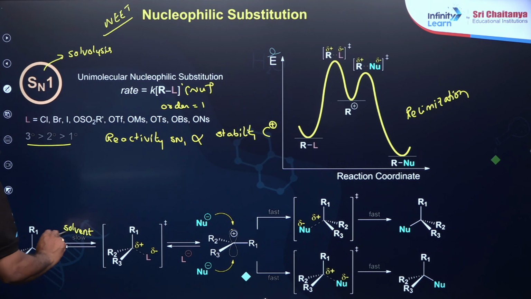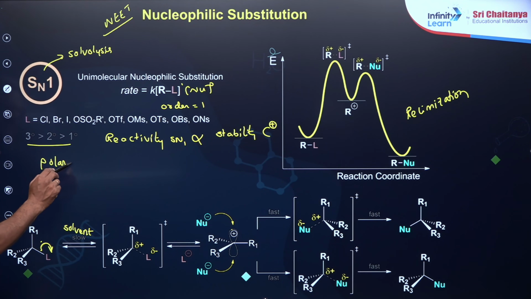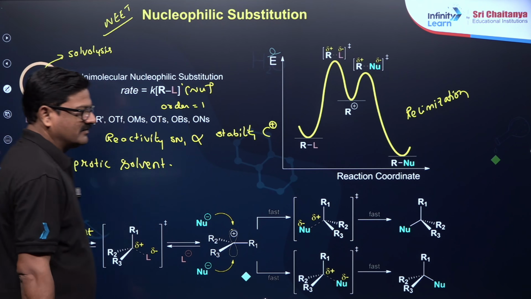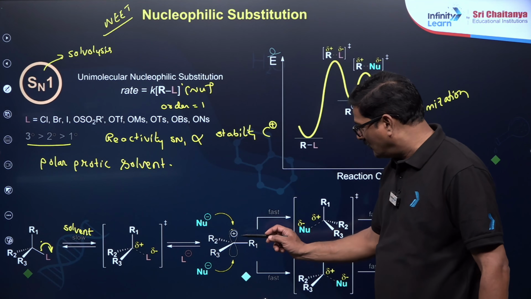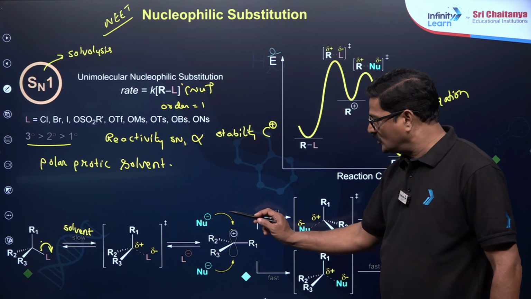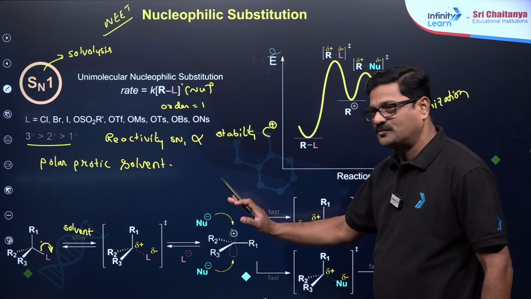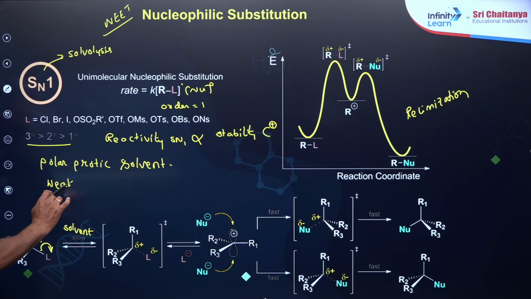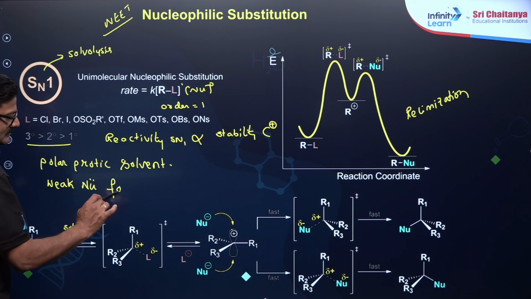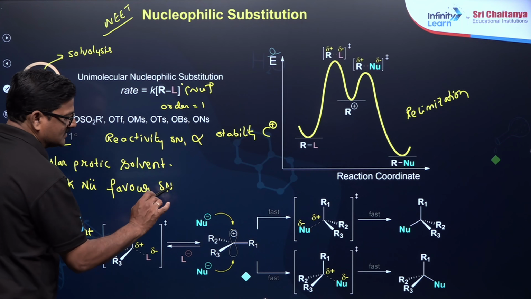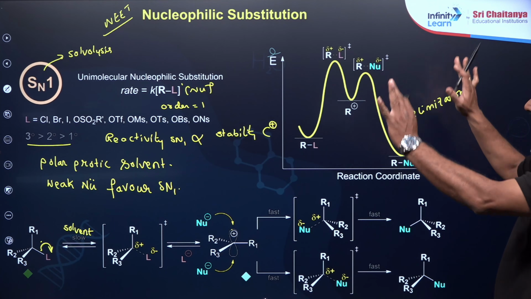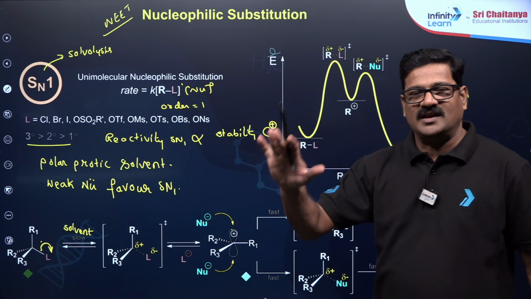You need to use a powerful solvent so that the leaving group is kicked out. So we need a polar protic solvent. Once the carbocation is formed, only then is the nucleophile attacking there. So you need not expect a strong nucleophile for this process. This is going to be a weak nucleophile that favors the SN1 reaction. So I don't want to give you big notes on a single slide. Total SN1 is self-explanatory.